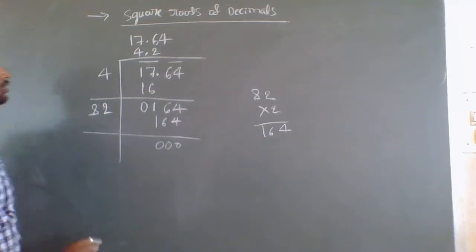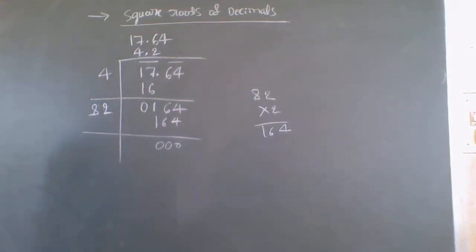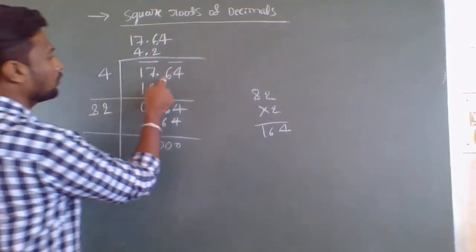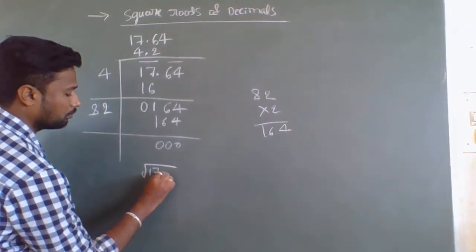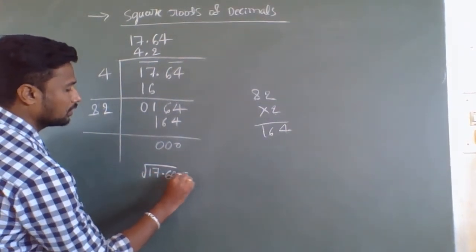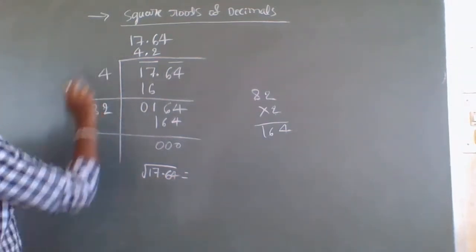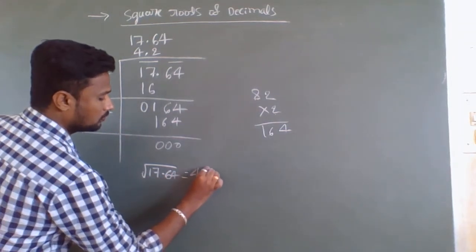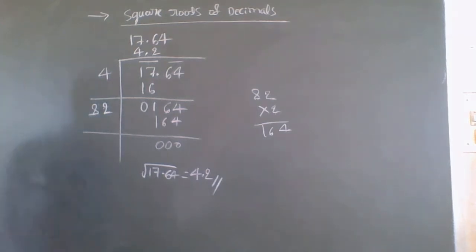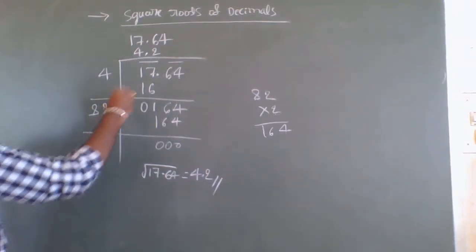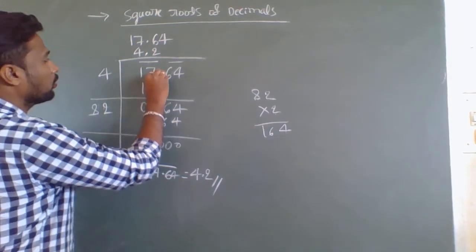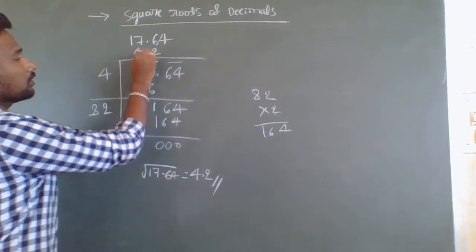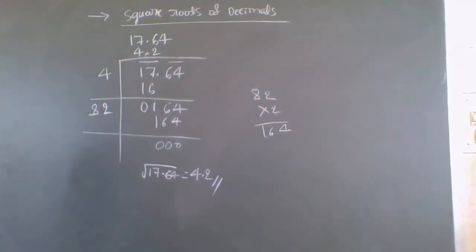So what will you get? 0. What did we come to know here? The square root of 17.64 equals 4.2. What is the difference here? After this group, if we have a decimal point, then we should put one decimal point here. This is the only difference.